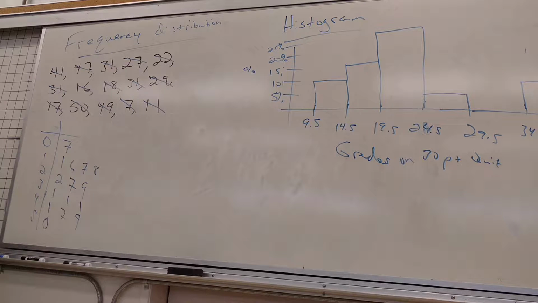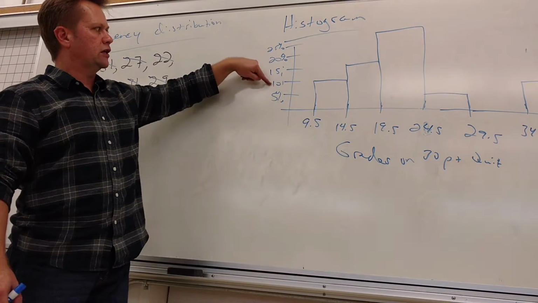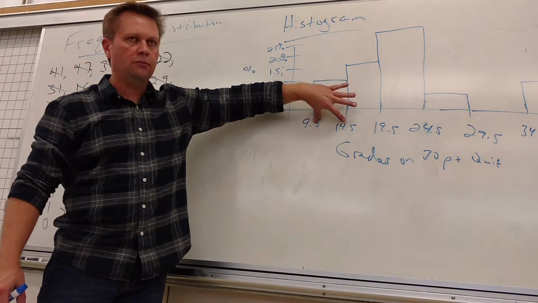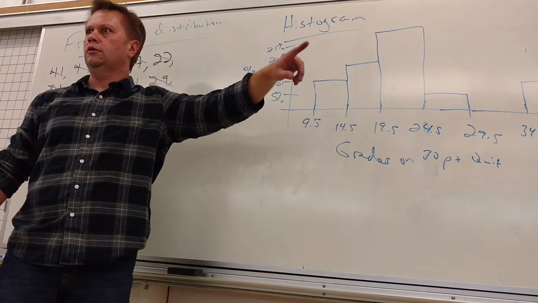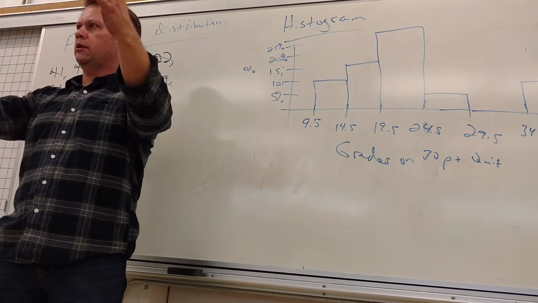Okay. So now I've got my data in order. It's going to be a little easier to do what we have to do. I don't know if you guys realize, how did we figure out 10% were in here? I counted how many grades were between these two, right? So when it's in order, it's going to be easier for you to do that.